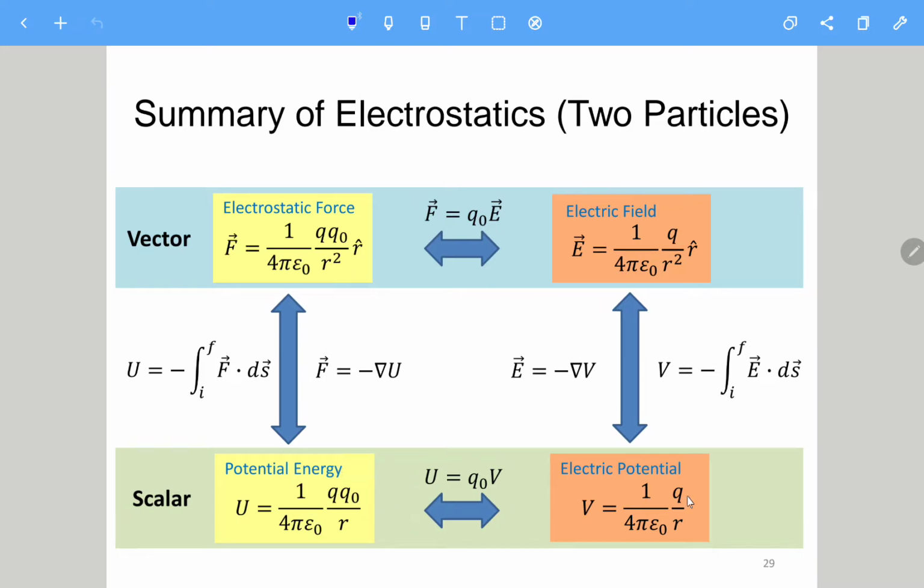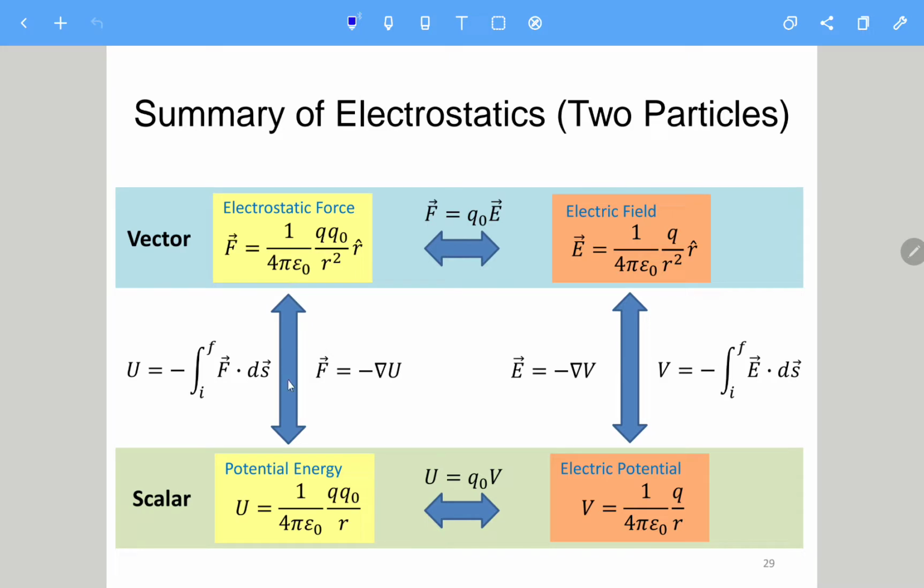For the electric potential and the potential energy, we have V equals K times Q over R, and the potential energy is like Q0 over R. The relationship between them is also similar. Here we have F equals Q0E, and here U equals Q0V, where V is the potential and U is the potential energy. For the force and field we have R squared in the denominator, and we have R in the denominator for the potential and the potential energy.